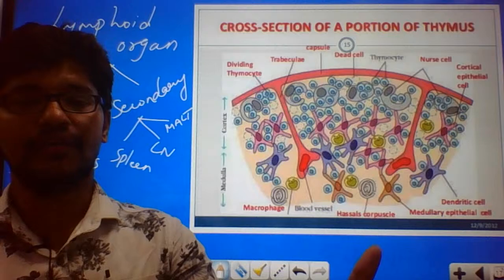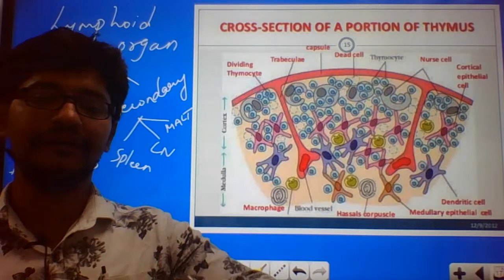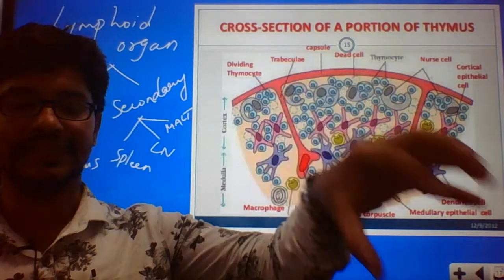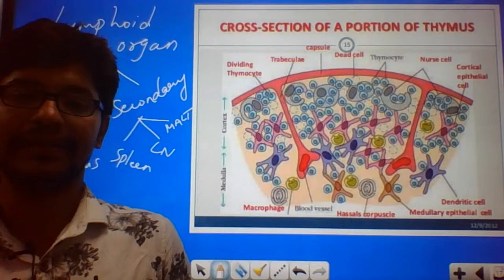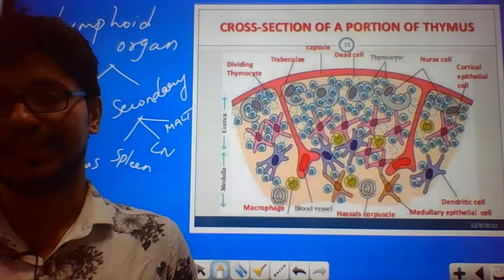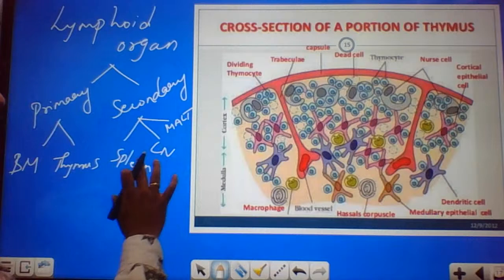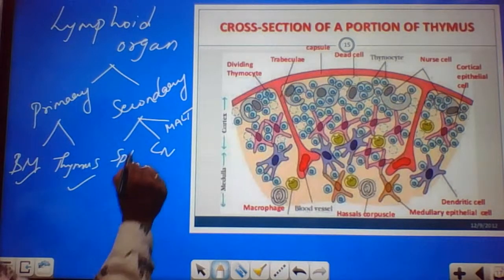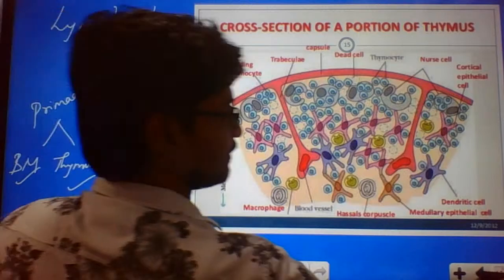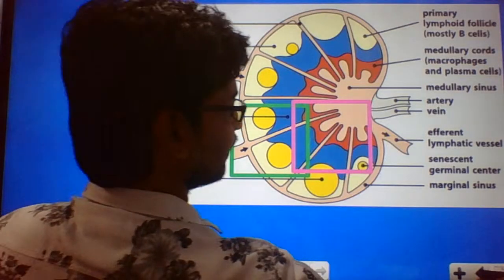Where do they have to go? For dissemination, from the production area to other places, the secondary lymphoid organs, the lymph node and the spleen, are where the other reactions will be taking place. So primary lymphoid organs we are done, that is the bone marrow and the thymus. Now we move on to the secondary lymphoid organs, that is the spleen and the lymph node.